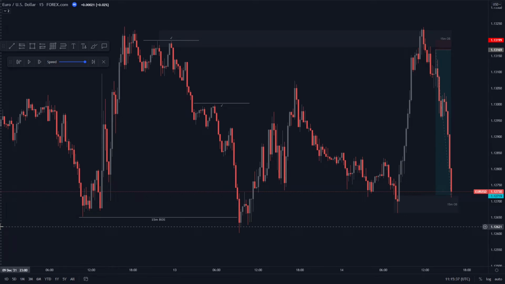Today's recap is going to be on the Euro US dollar pair, and I'm just going to go through a bit of a breakdown of how I got into this pair and how it ended and when I took profits, etc.